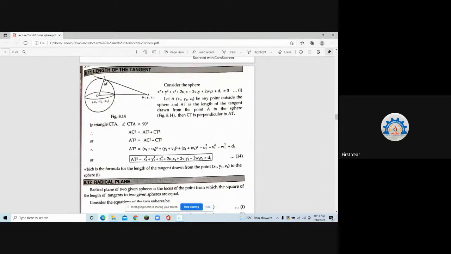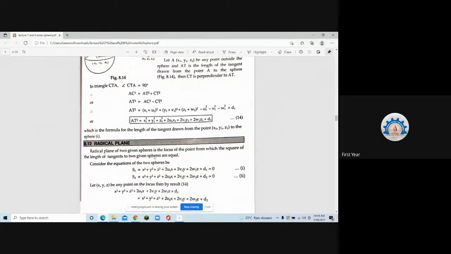You know the center because a sphere will be given to you. So you'll be knowing AC square using distance formula. CT square is nothing but radius of the sphere, that will be substituted in the equation and you'll get the length of tangent. So again, this question will be there. What is the formula for finding length of the tangent? If you are given the point A from which you want to find the length of the perpendicular, it is x1 square plus y1 square plus z1 square plus 2u1 x1 plus 2v1 y1 plus 2w1 z1 plus d1. So these are formulas, okay?